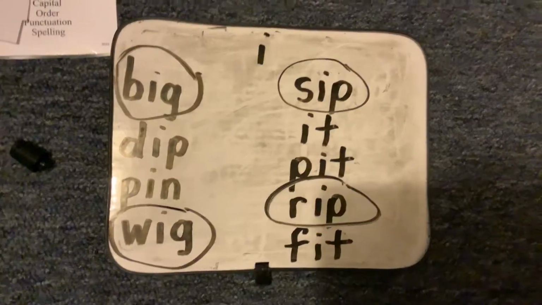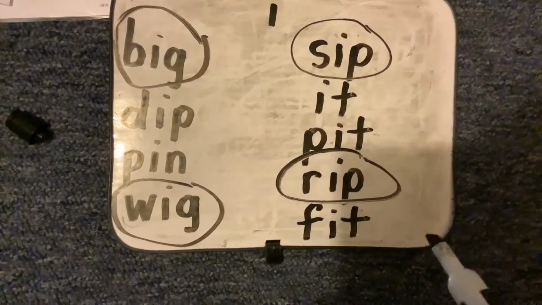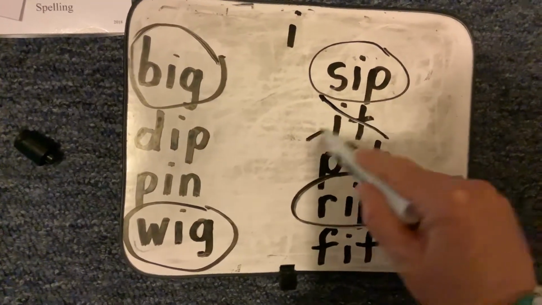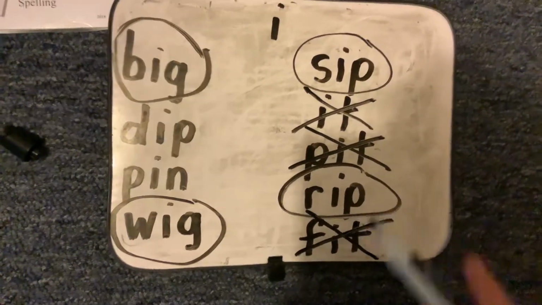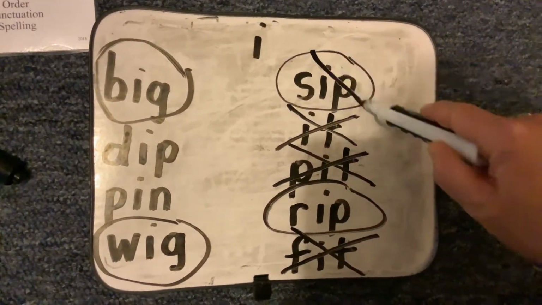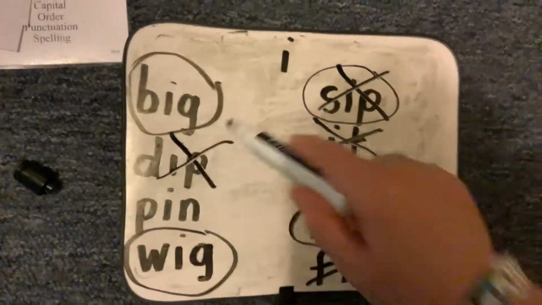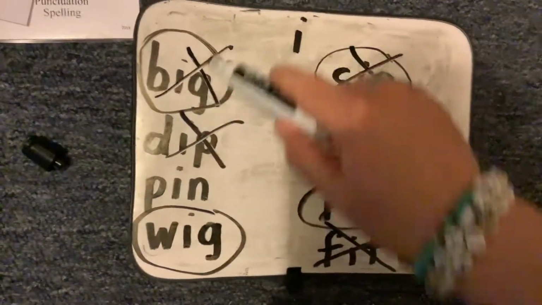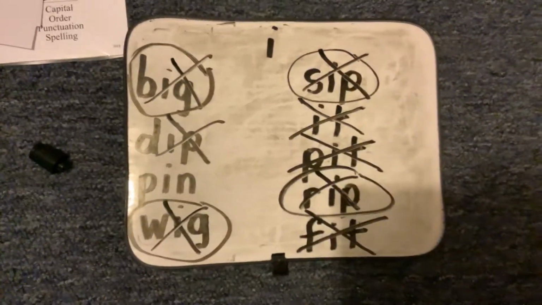Let's see. Do we have any rhyming words? I'm going to X them out. Oh, I see some. Maybe you spot them too. It, pit, fit. They're in the it family. I see some more. Sip rhymes with rip, and dip. They're in the ip family. And then I see big rhymes with wig. Oh, we only have one that doesn't have a rhyming pair, pin.